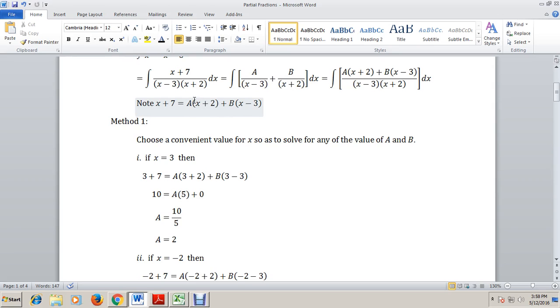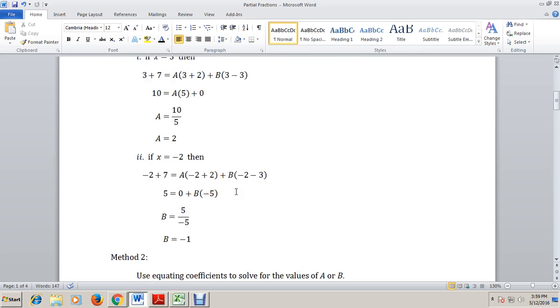Of course, since the coefficient representing your expression for a consists of x plus 2, a convenient value for x that we should assign here, in such a way that we could cancel this and make this expression equal to 0 and leave behind an expression for b, is that x should be equal to negative 2, so that we have negative 2 plus 2 that equates to 0. Okay, so if we assign x equal to negative 2, that becomes negative 2 plus 7 is equal to a times negative 2 plus 2 plus b times negative 2 minus 3.